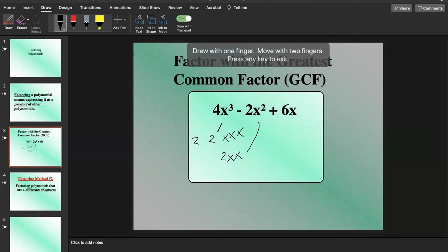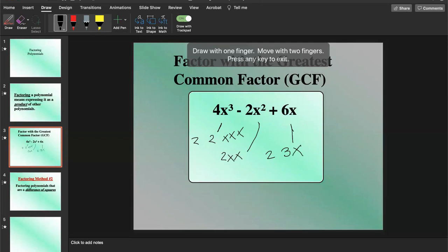And then for 6x, we can break it down into a 2, a 3, and an x. My goodness. We can just break it down into an x right here.